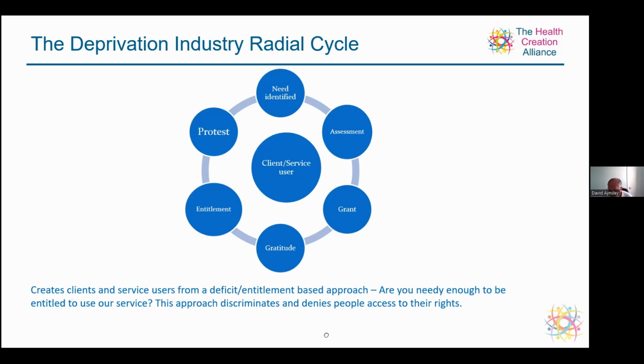And the grant turns into projects, and everyone's very grateful for the projects because they're normally all very good. People become used to them and entitled to them, and then the project ends and they all protest and get very angry. And then we go around the circle again and again and again. This way of working creates clients and service users from a deficit, entitlement-based approach, asking really, are you needy enough to be entitled to use our service? This way of working discriminates because it denies people access to their rights, because only if you're needy enough do you get access to the services. The services aren't universal, yet human rights are universal.